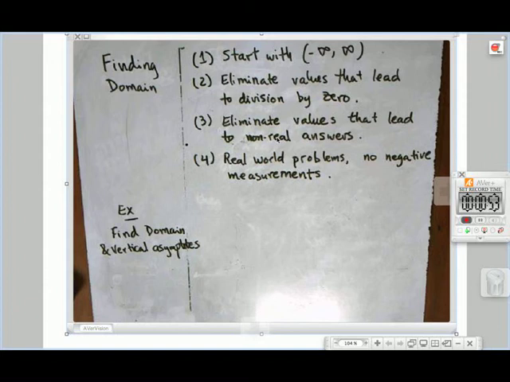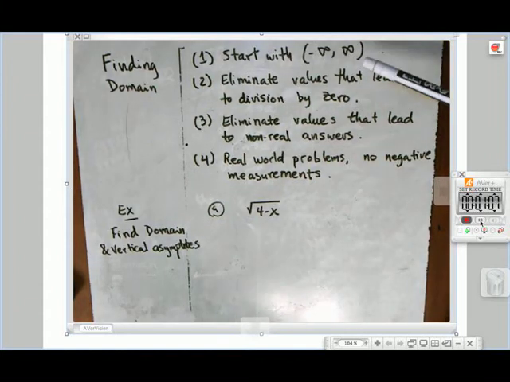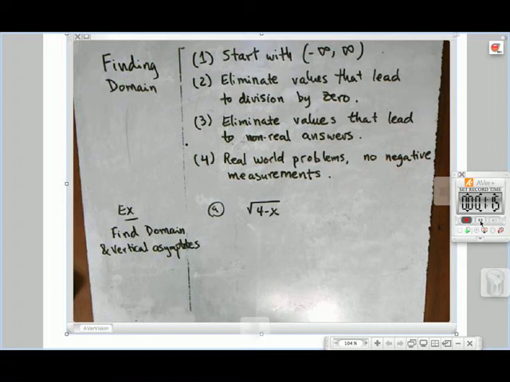And so let's jump right to it. Let's look at an example where we're asked to find the domain and the vertical asymptotes. So the first example here we have 4 minus x and then the whole thing inside of a square root. And let's start with all real numbers. Eliminate values that lead to division by 0. There is no division here, so we don't have to worry about that. Eliminate values that lead to non-real answers. So that's a possibility because we have a square root in here.